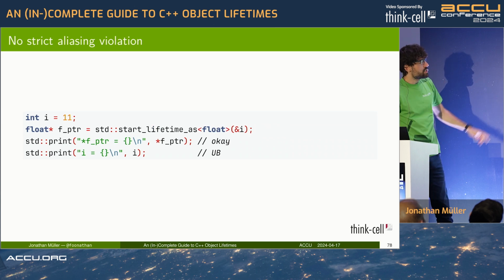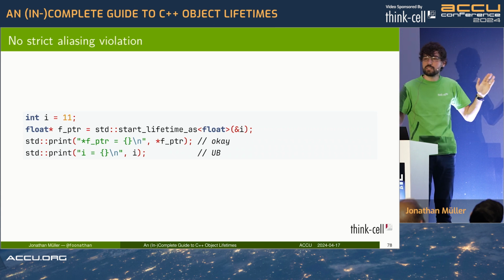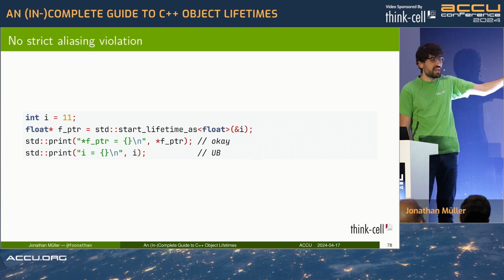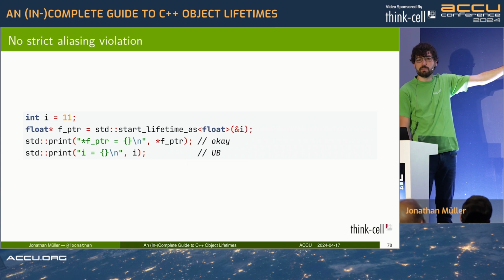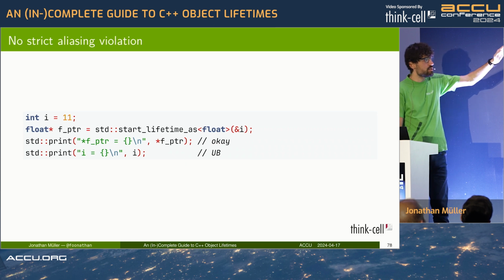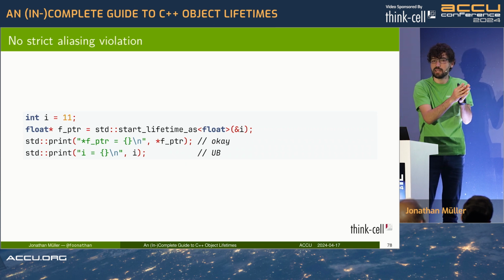This violates strict aliasing. This is undefined behavior. Similarly, this is what somebody mentioned earlier. We can do start_lifetime_as float on the int object. Then we've got a pointer to a float that happens to have the same bytes as the int, and we can use it. But we can no longer use the int. We've ended the lifetime of that int object by replacing it with a new one. As soon as we do start_lifetime_as, the original object at that address ends, and we can no longer use it.